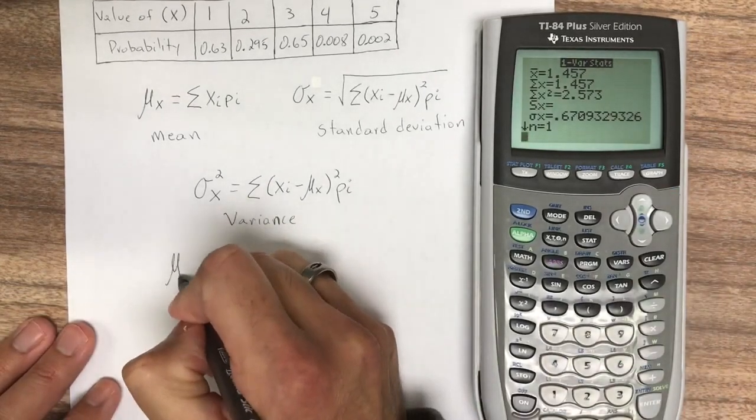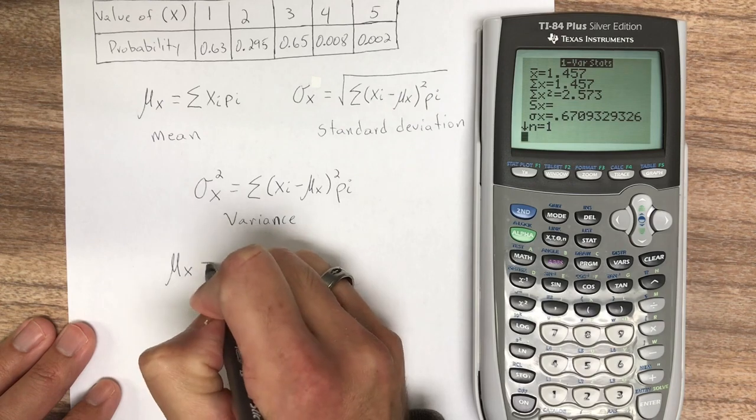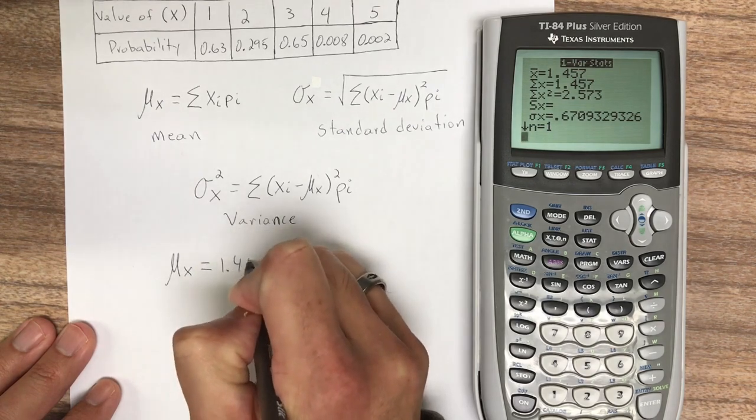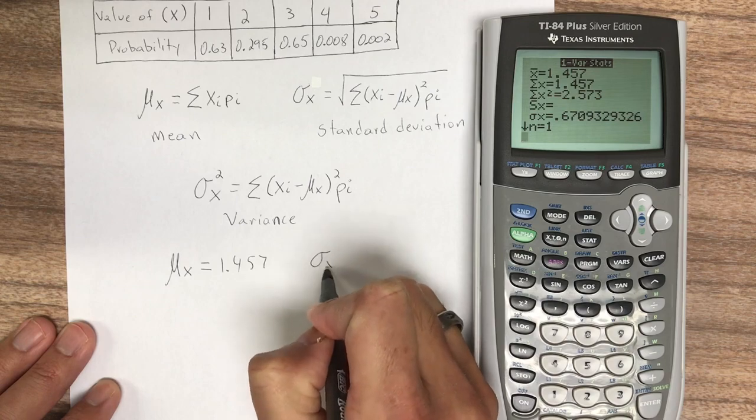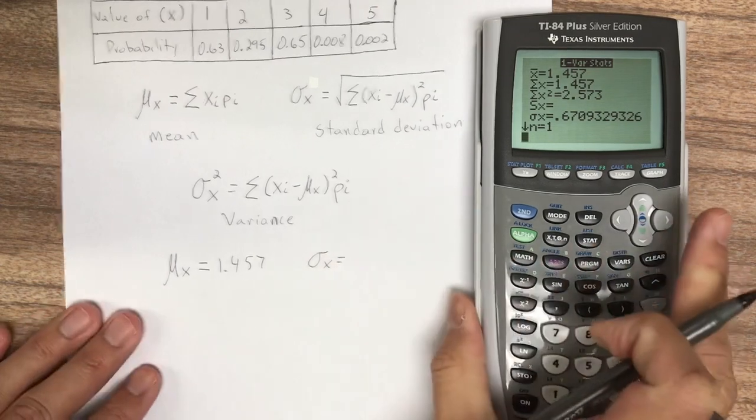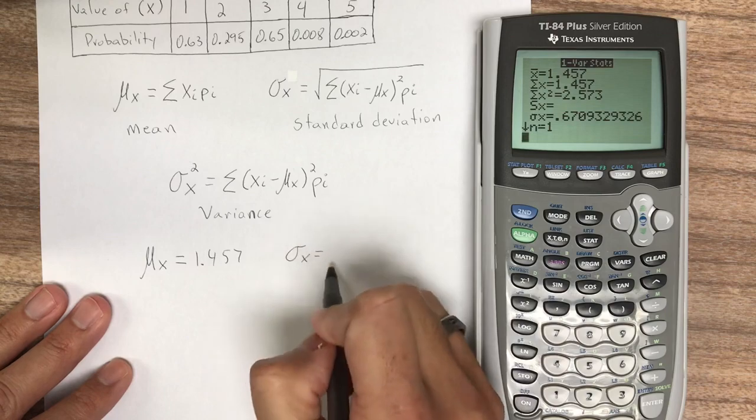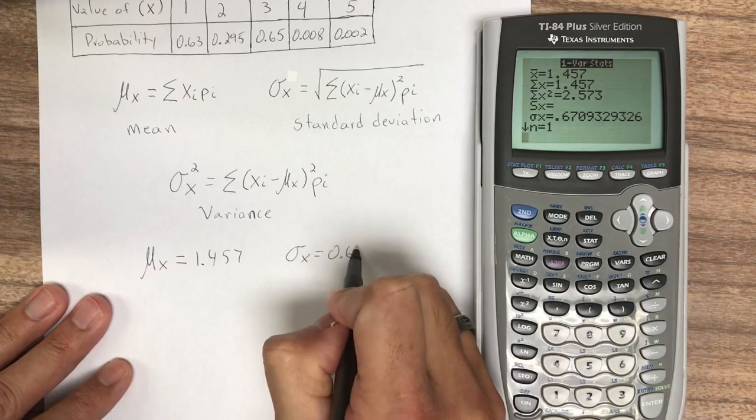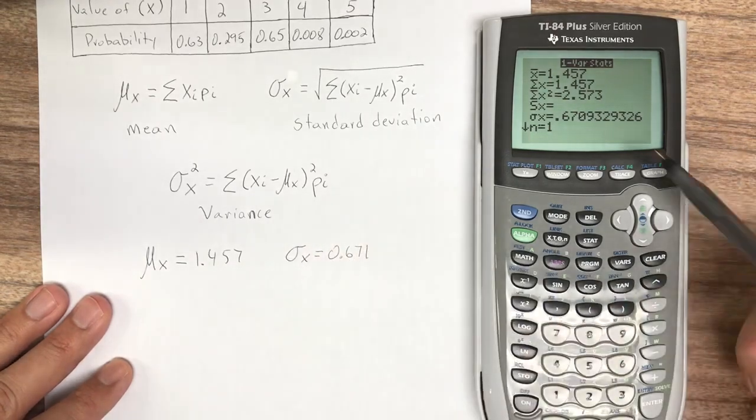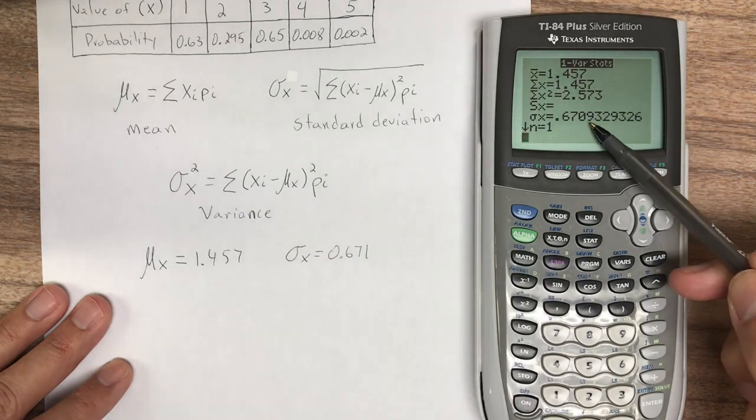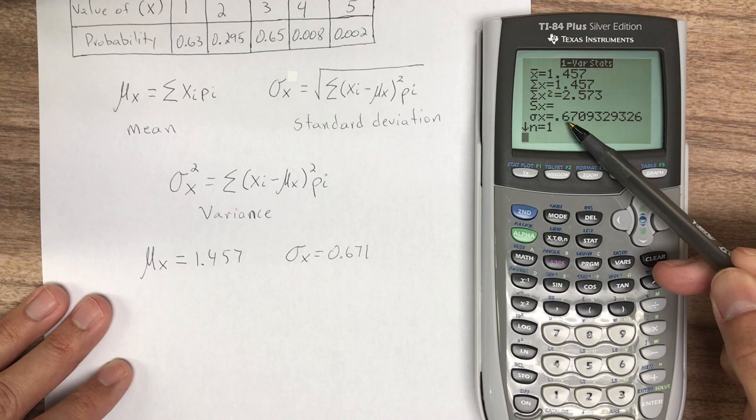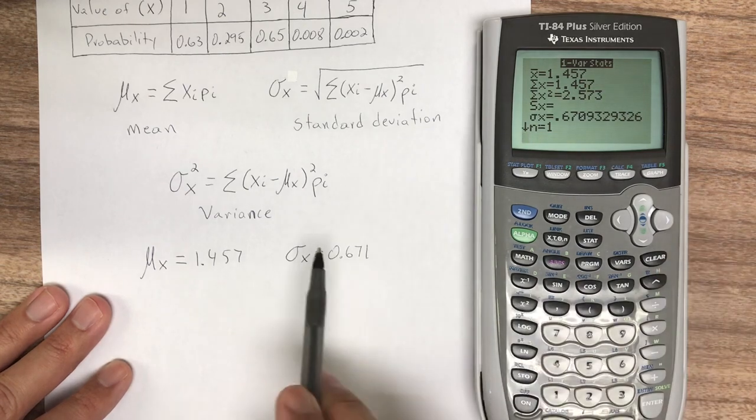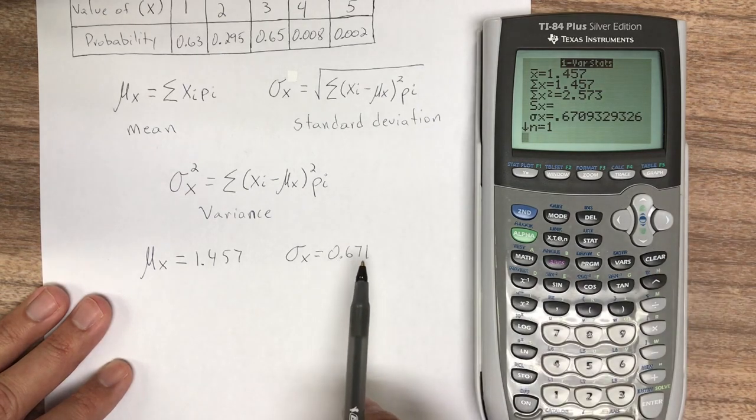So I have those two values now from the calculator. So the mean of the random variable of x is 1.457, and the standard deviation of that random variable of x equals, and I'm going to round to 3 decimal places, 0.671. Notice that we have a 9 after the 0, so you can round up to 1. And this is 3 decimal places, 1, 2, 3. So my standard deviation is 0.671.